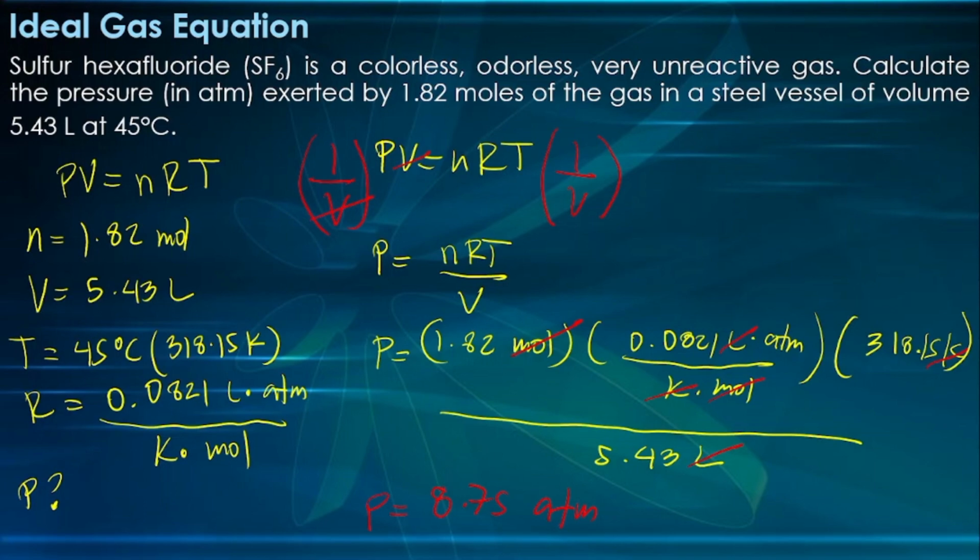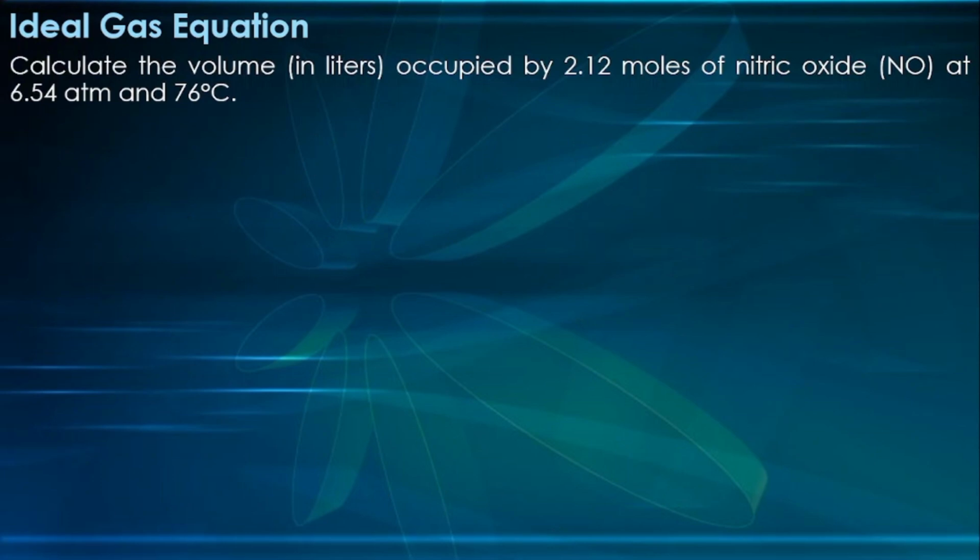Okay? Let's have another example. We have here: calculate the volume in liters occupied by 2.12 moles of nitric oxide at 6.54 atm and 76 degrees Celsius. So what we are looking for is the volume. Again, the ideal gas equation is pressure times volume is equal to n, the number of moles, times the gas constant times the temperature in Kelvin. So again, we are looking for volume.